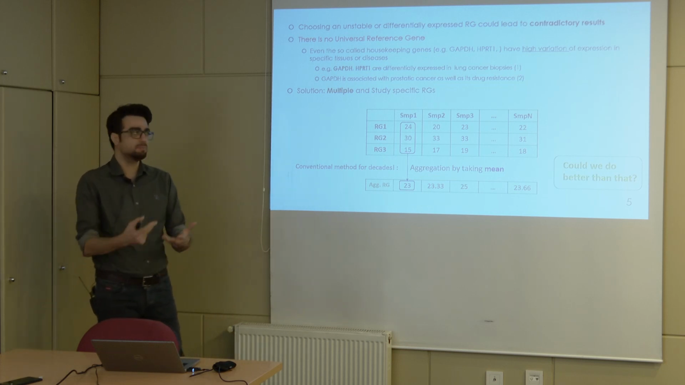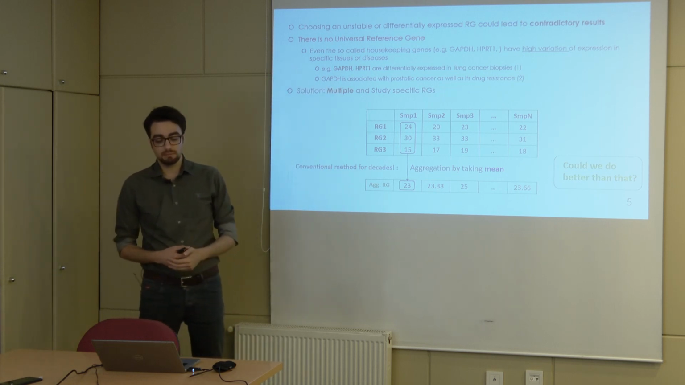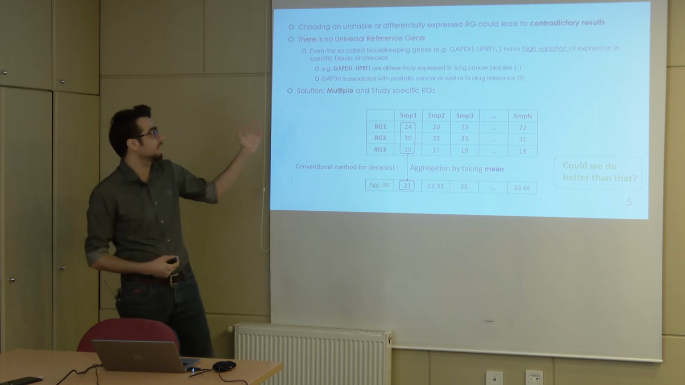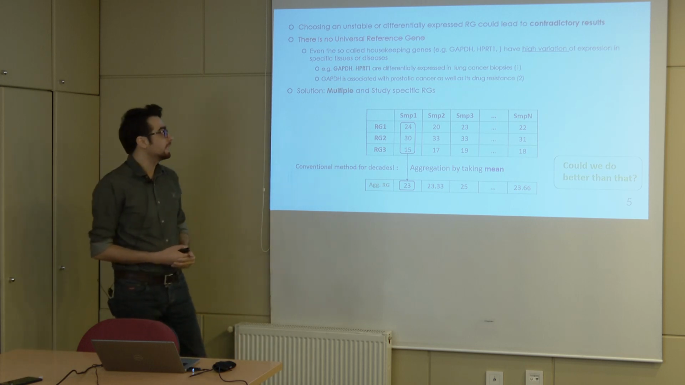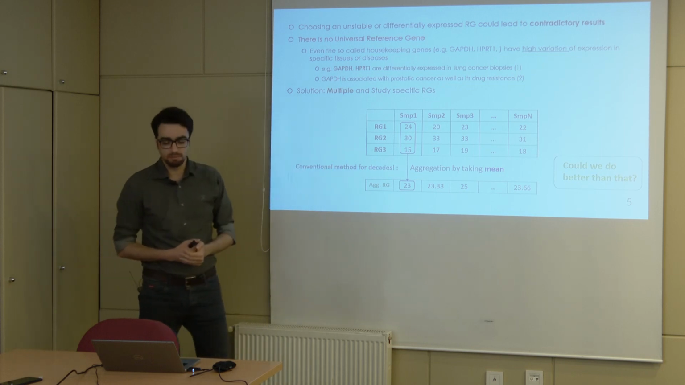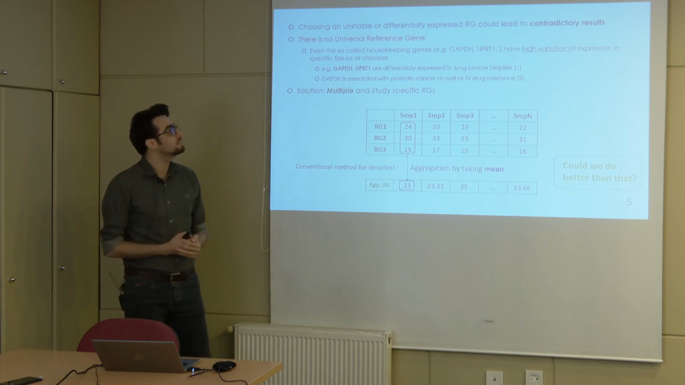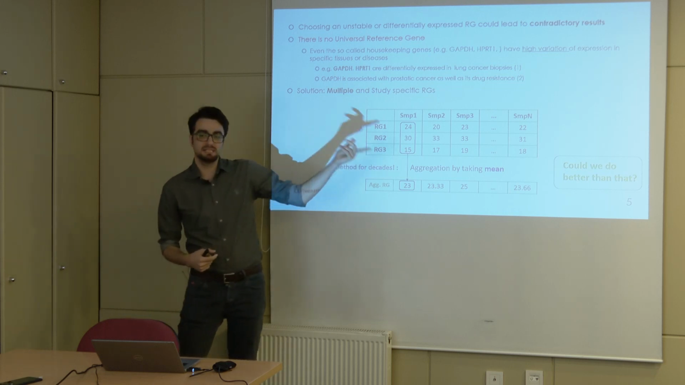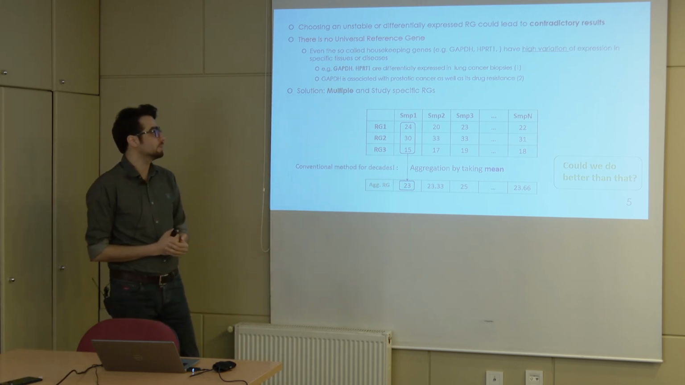And the main problem here is that there is no universal reference gene. Even the so-called housekeeping genes like GAPDH and HPRT1 have high variations in specific tissues or specific diseases. For example, GAPDH and HPRT1 are differentially expressed in lung cancer biopsies, and GAPDH is associated with drug resistance in prostate cancer. So the solution they are using for this problem is using multiple reference genes instead of one, and also using study-specific reference genes. So based on the tissue or the disease, they choose different reference genes.